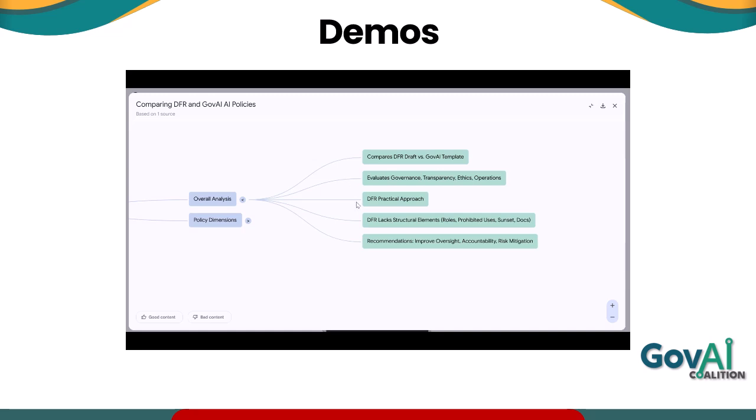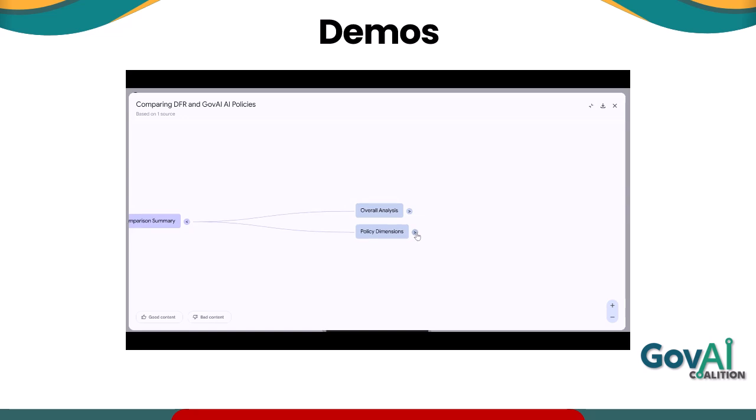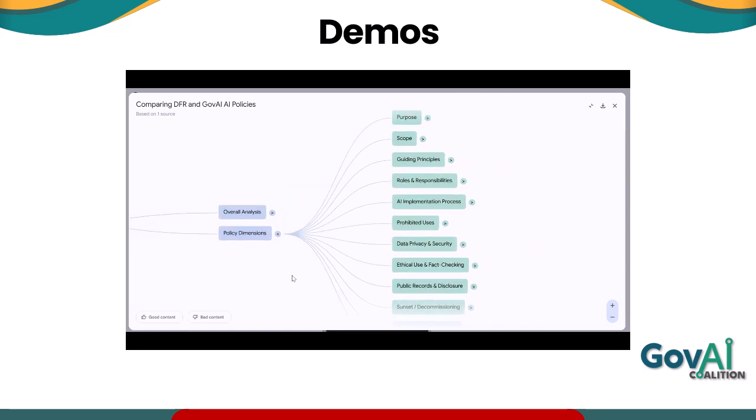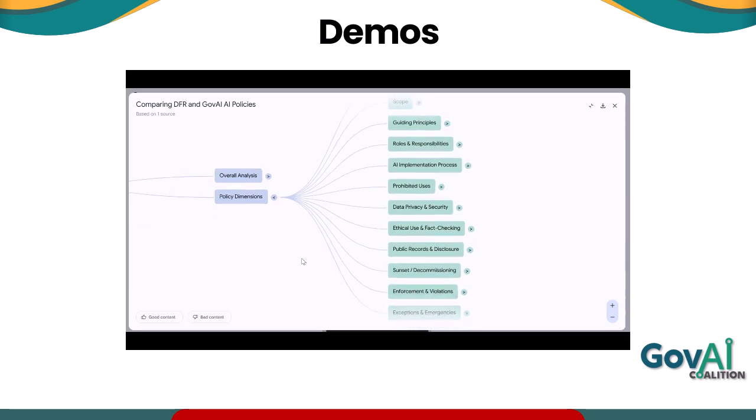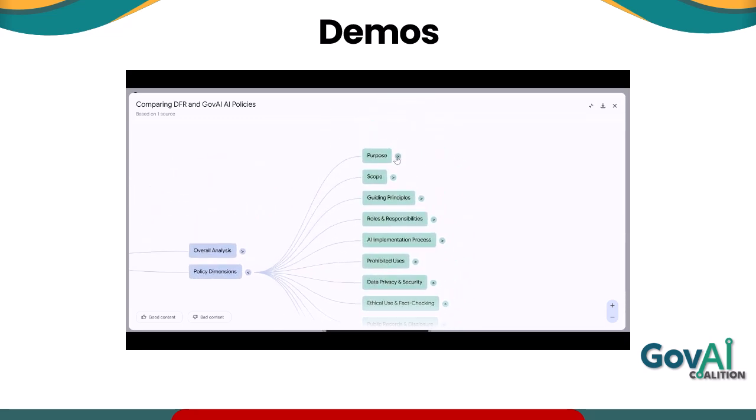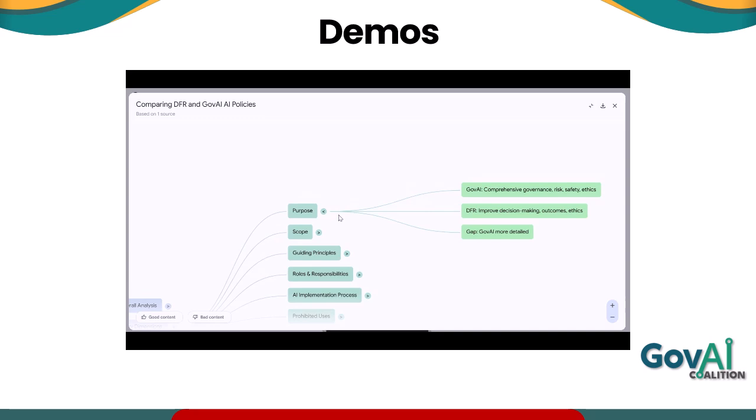The nodes in the map are expandable and collapsible, allowing users to explore the structure in more or less detail. In this case, the policy dimensions reflect the 12 categories described in our side-by-side comparison. The mind map clearly shows the differences between the best practices outlined by the GovAI Coalition and the draft policy from Demo Fire Rescue.